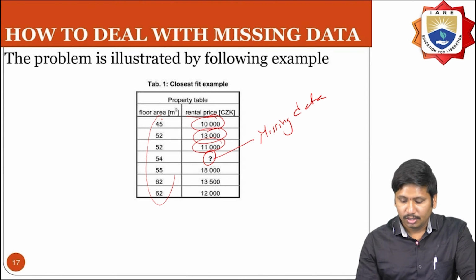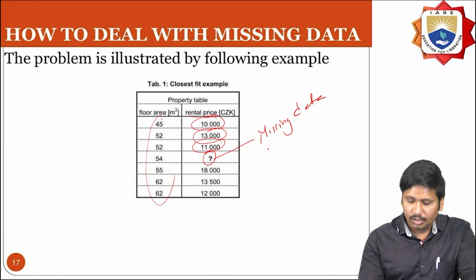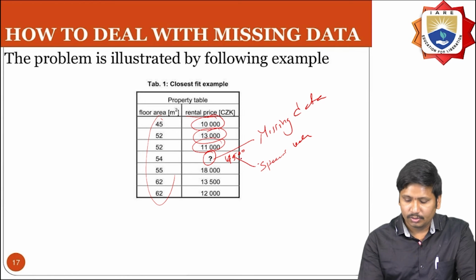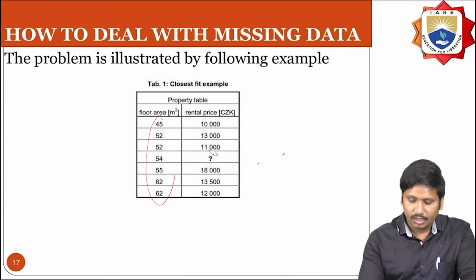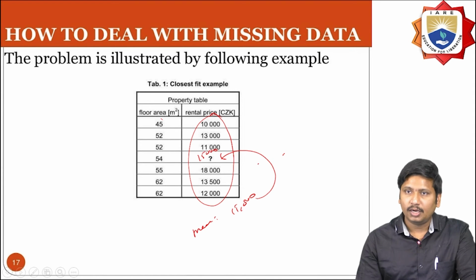What are the different ways? Just now what I said is, one way is to fill this with some special values. I can fill it with 13,500 or 14,500, some special values, so I can add a dollar sign. So this is one way. The other way of handling the missing value is to calculate the mean of the entire column. Suppose the mean value is around 15,000. So this 15,000 is going to be filled here. This is the other way.